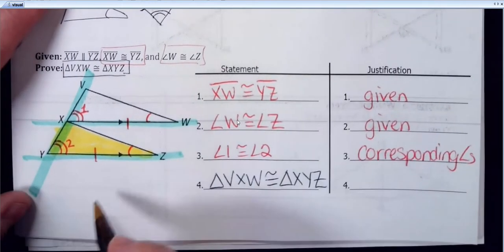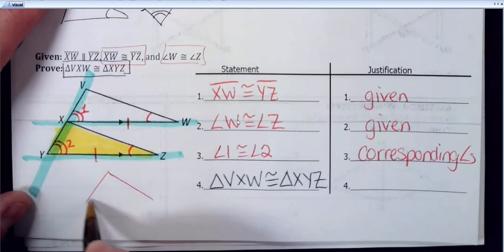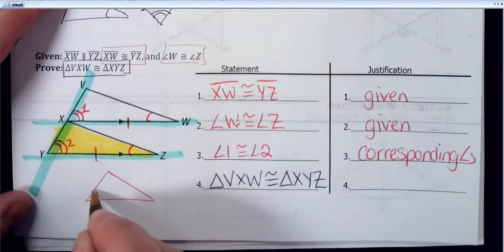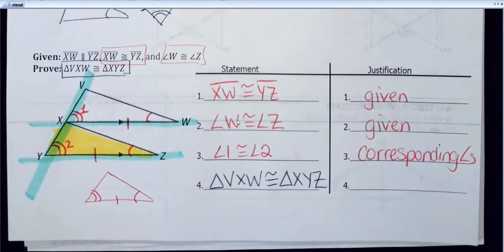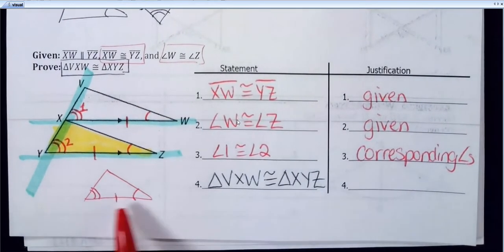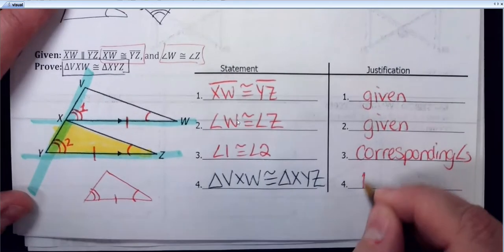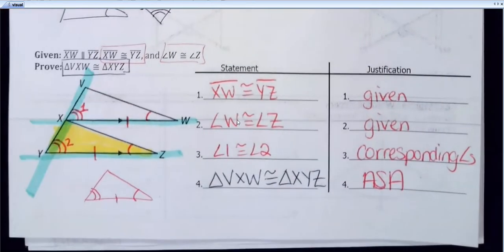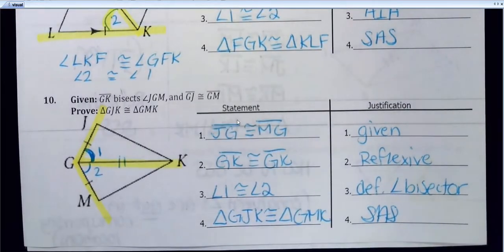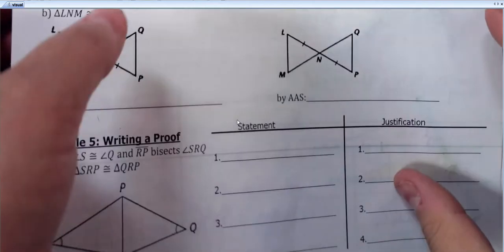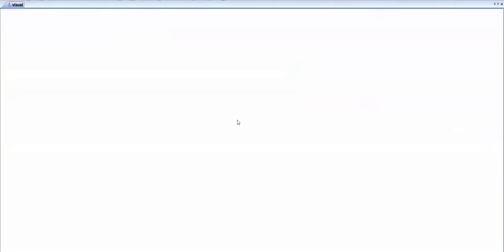Okay, and then I'm just going to redraw one of these real quick because they're going to be basically the same, just different letters. If you look at what I have here, I have an angle, and then I have a side, and then I have another angle. So that's going to be my justification for why those triangles are congruent: angle, side, angle. Is anybody having a question?